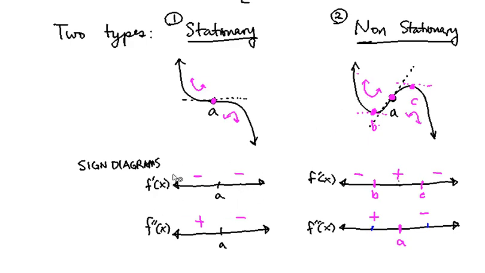F prime of x on the stationary one has f prime of a equal to 0. Here f prime of a is some number, so it's not 0. Alright, and it's not even on my sign diagram, okay, whereas on the stationary one it is on my sign diagram.